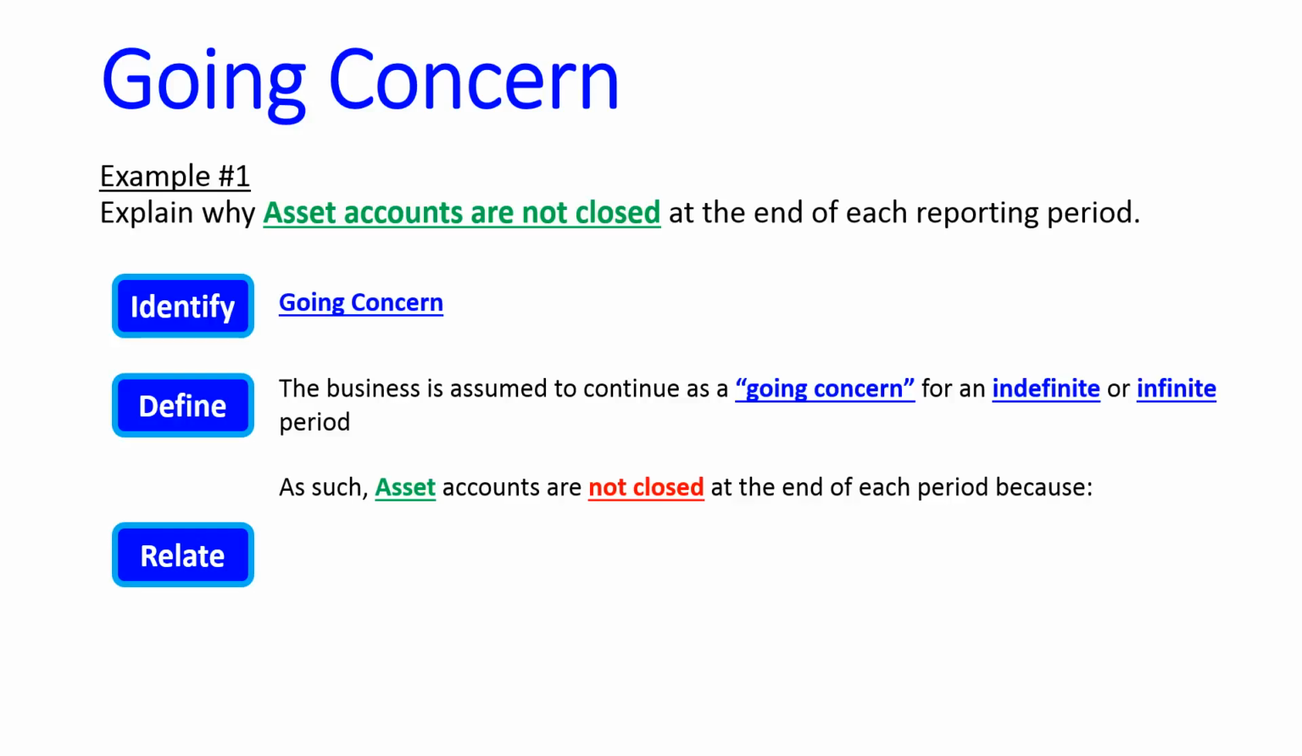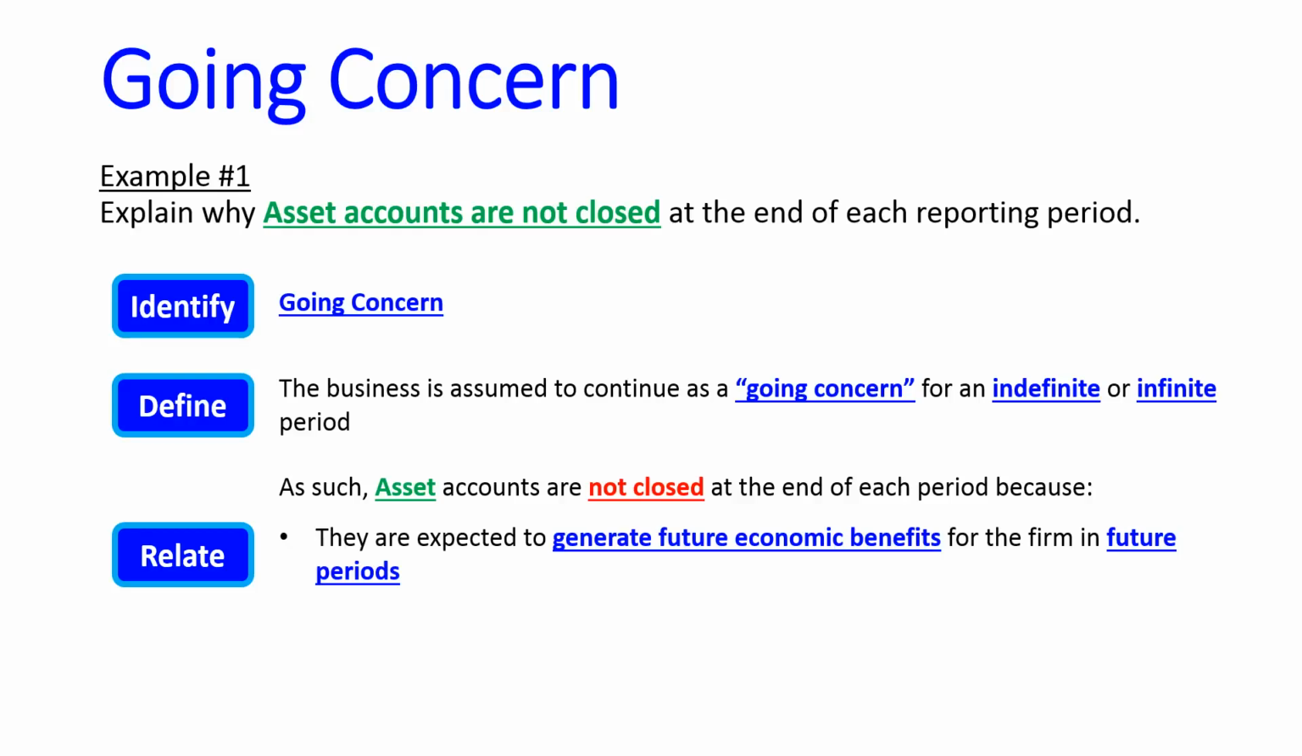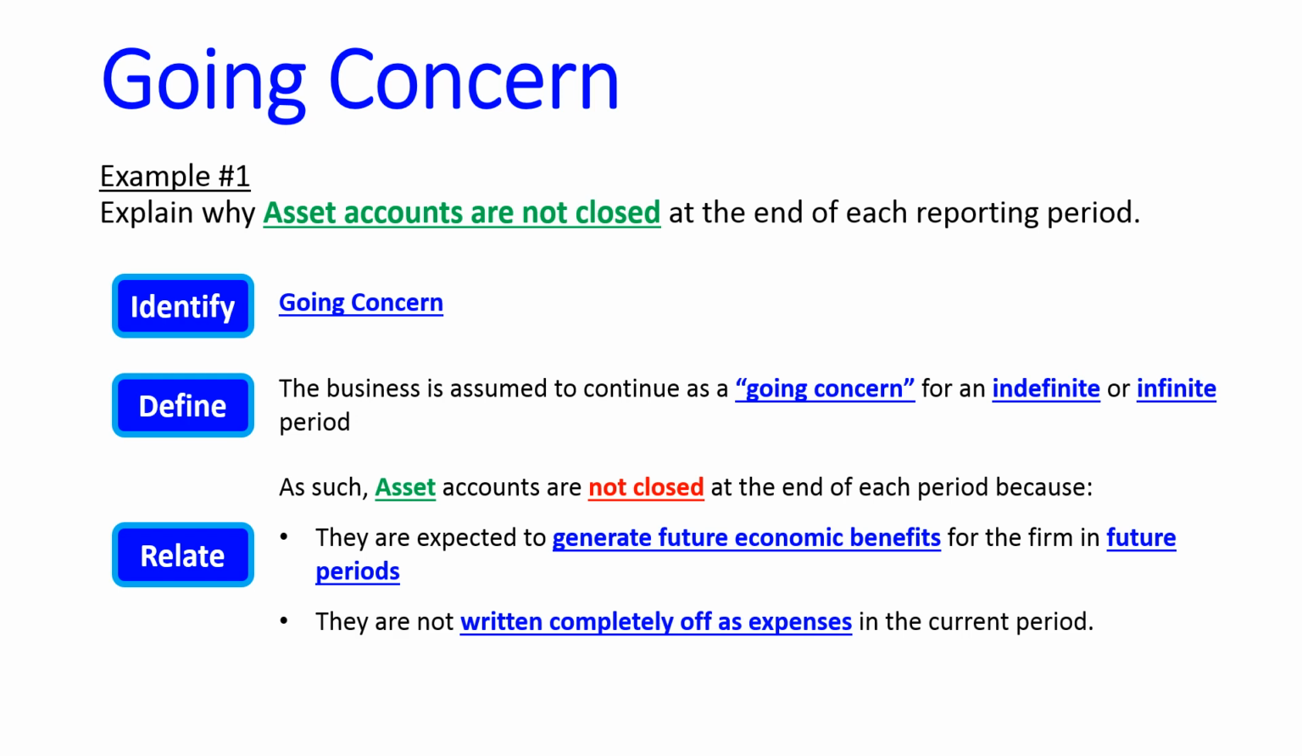How are we going to say that? Well, what we're going to say is at the end of each period, our assets are actually balanced. They're not closed. Only revenues and expenses are closed. But why? The reason they're not is because we expect them to generate future economic benefits in future periods. That might not actually be true. We mightn't have a car for longer than 12 months. We might be intending to sell it within 3 months. It doesn't matter. We still balance that asset account into the next period. And most importantly, for long-term assets, we never write them off as an expense in the current period. We always depreciate them over a number of periods.